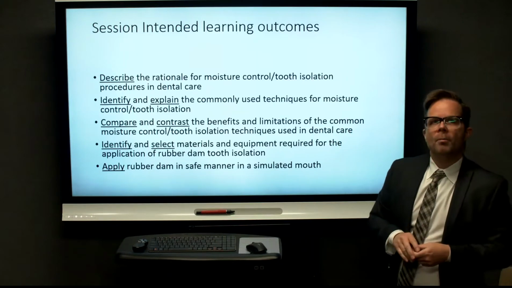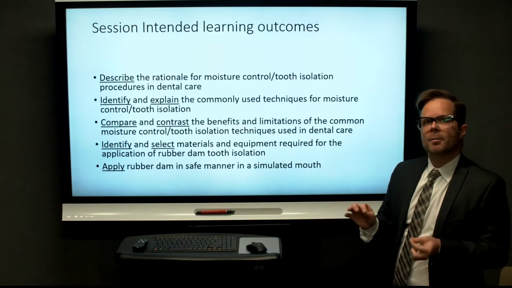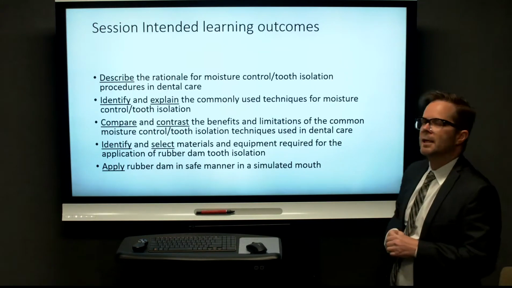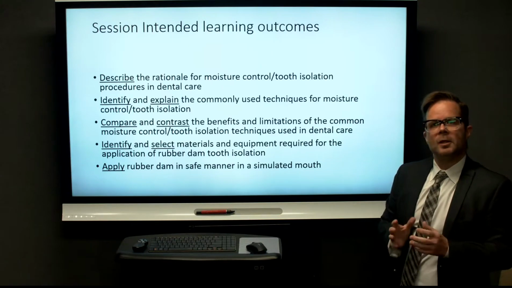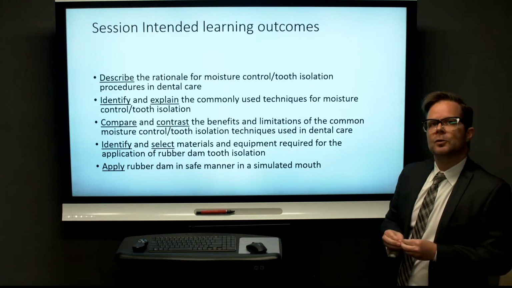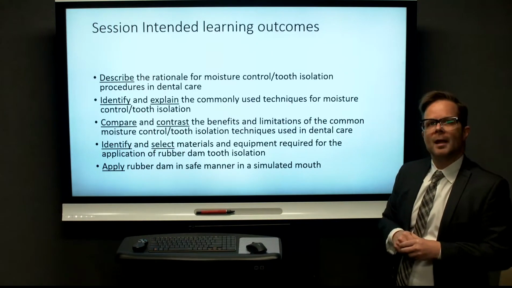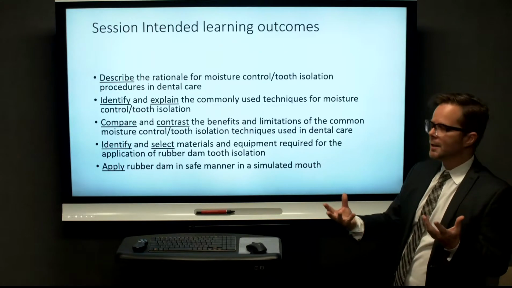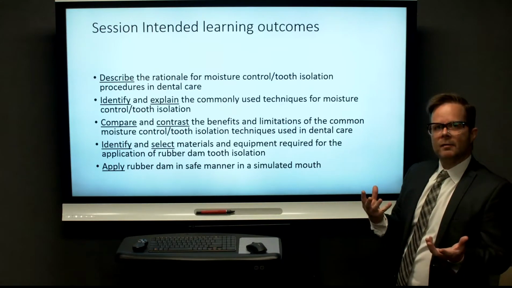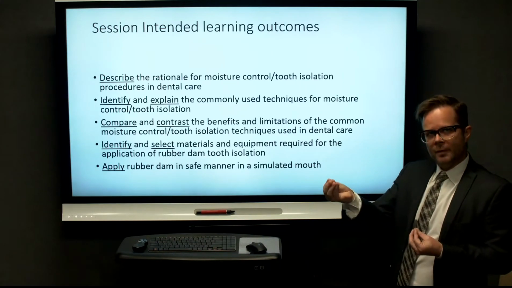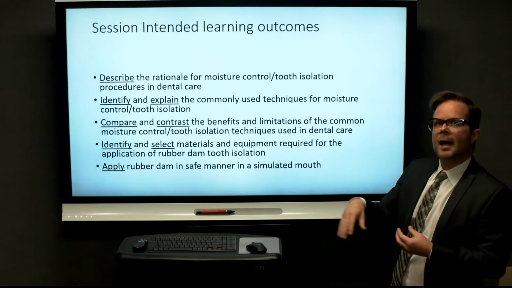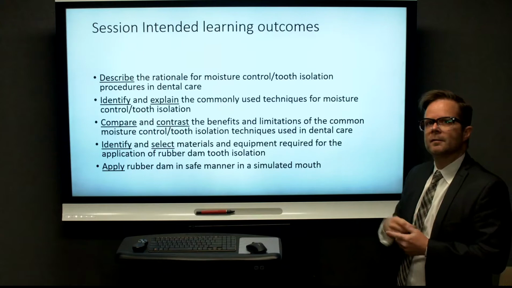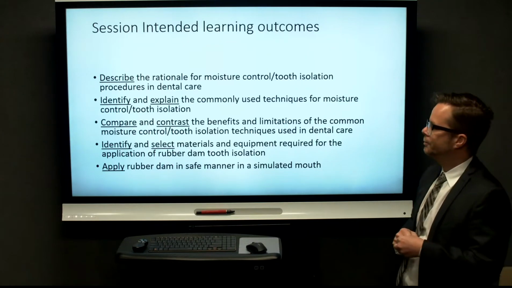The next one is to compare and contrast the benefits and limitations of the common moisture control or tooth isolation techniques in dental care. So those that we commonly use in dental care, you need to firstly identify them, and then you need to consider, by comparing and contrasting, the benefits of each of those. So each technique, what are their benefits? So comparing and contrasting them, and then the limitations. Again, comparing and contrasting across the different types of moisture control.